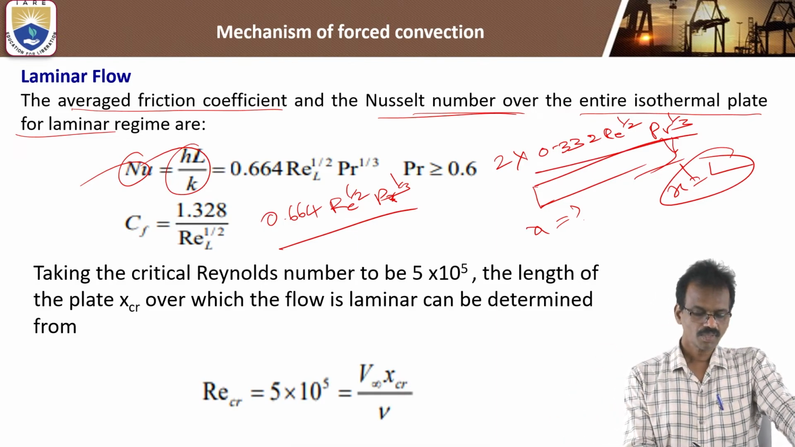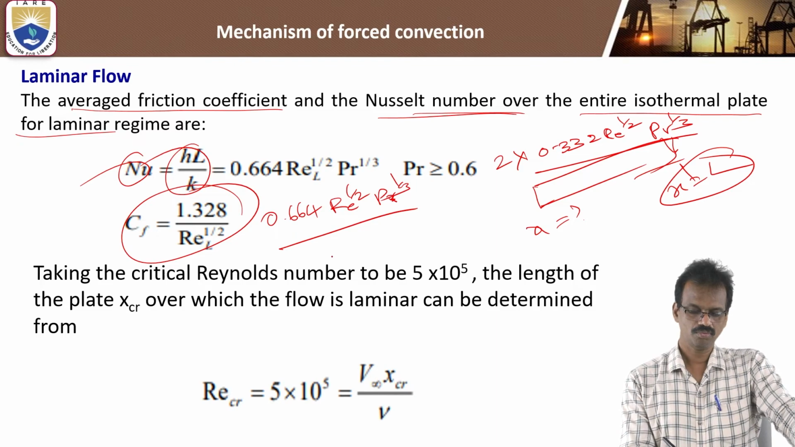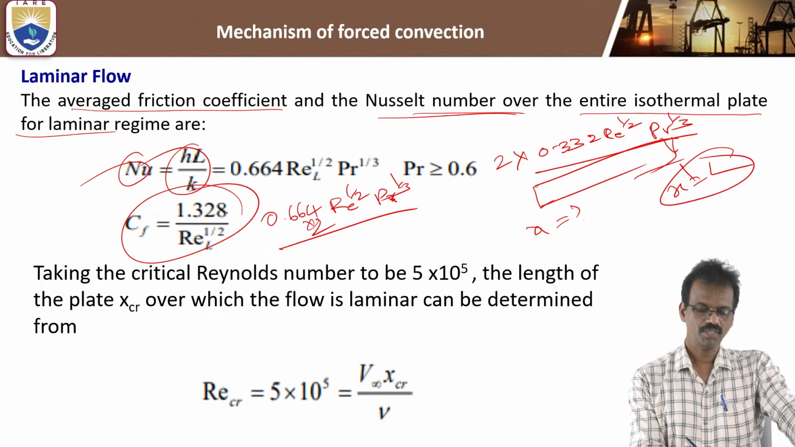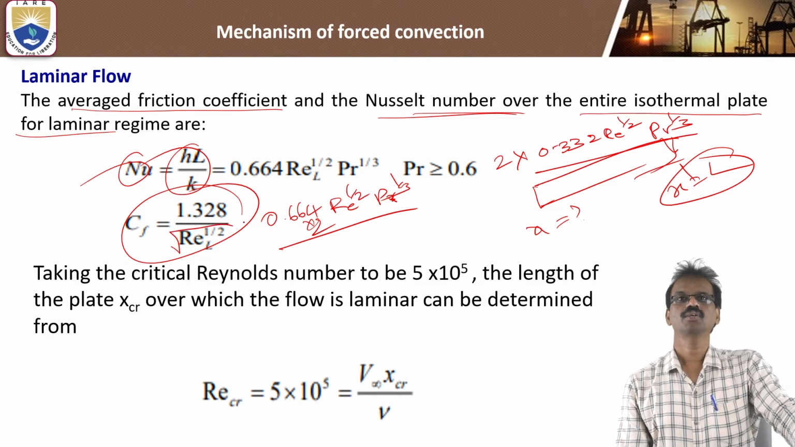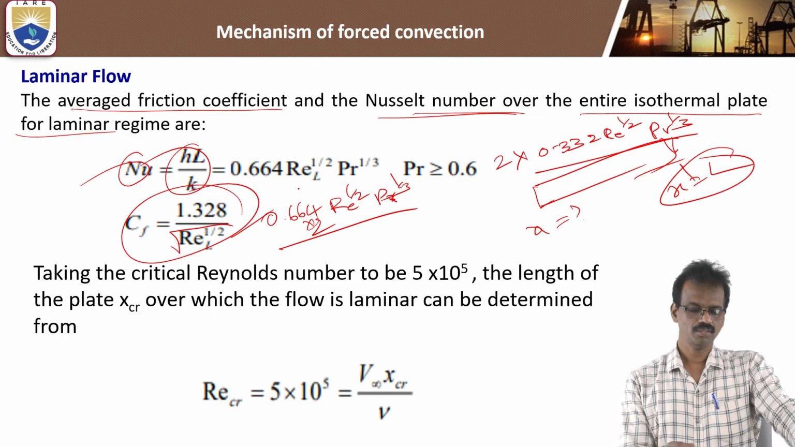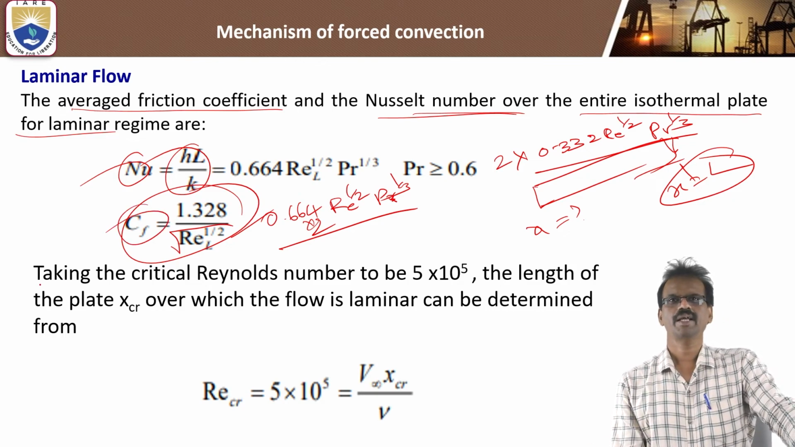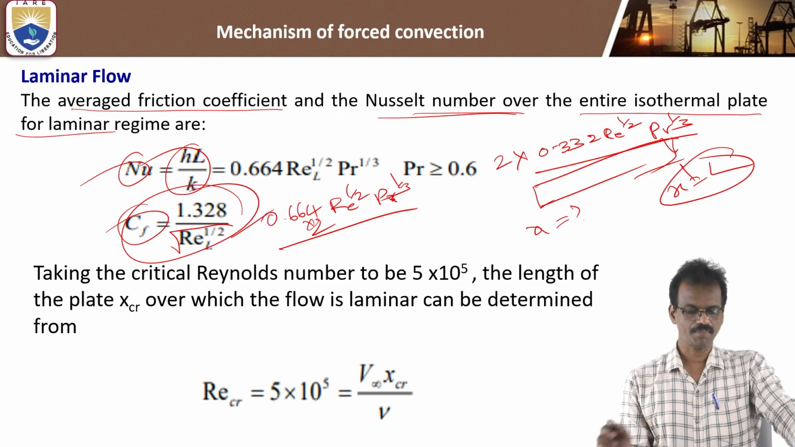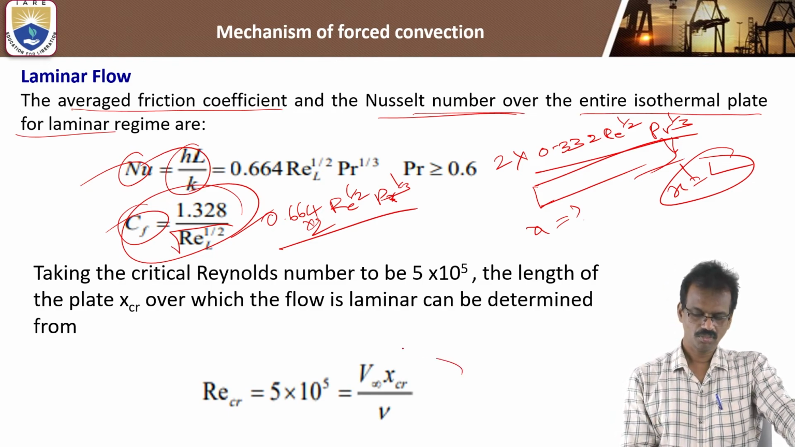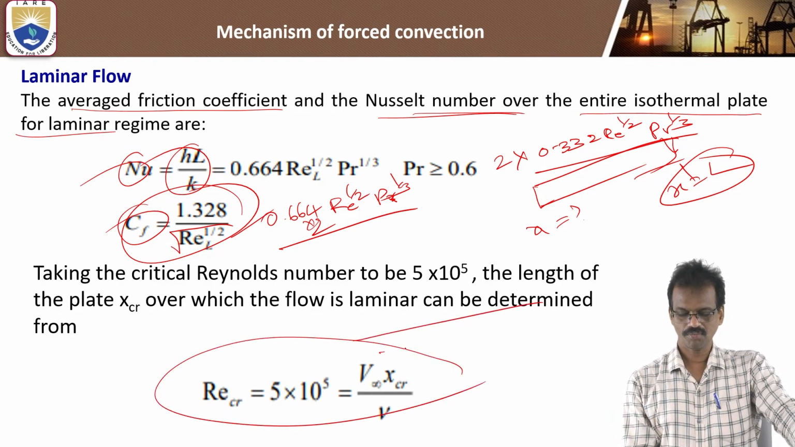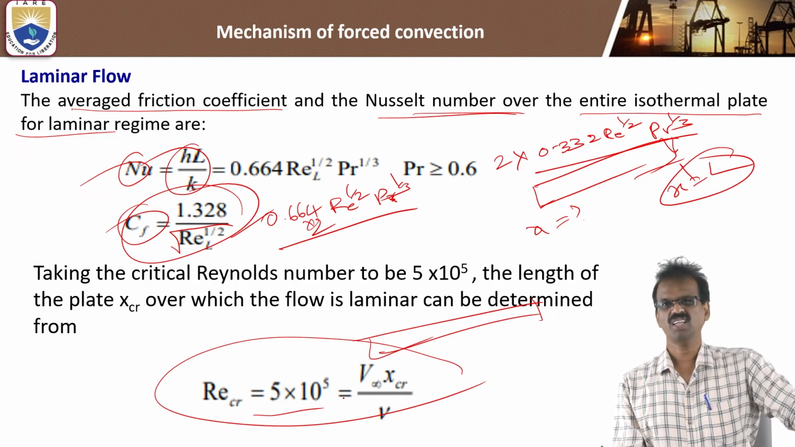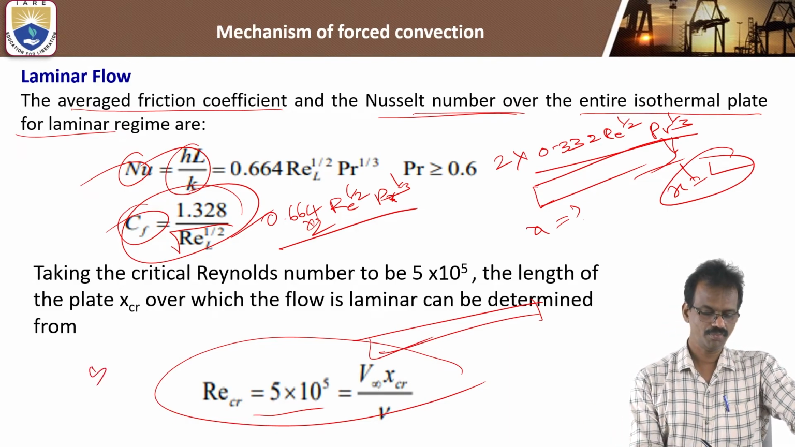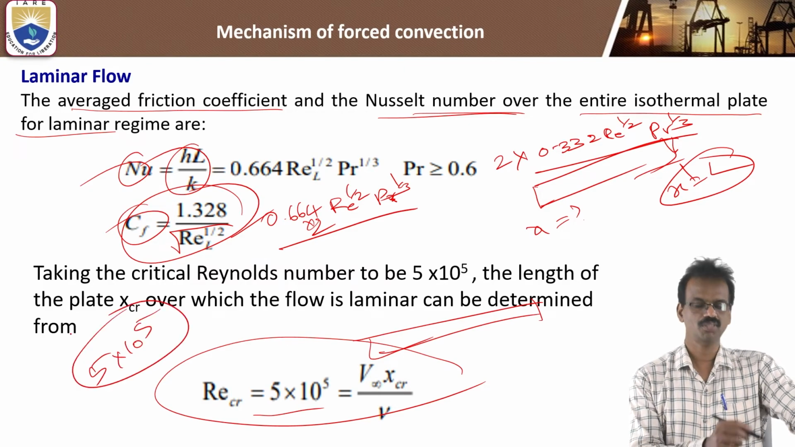Okay. So similarly, for the multiplication with 2, this is 1.328 under root Re_L. So this is the formula for the drag force coefficient, and the Nusselt formula. Right? So you know that for this solid surface, the critical Reynolds number value is equal to 5 into 10 to the power of 5. You have to remember this one.